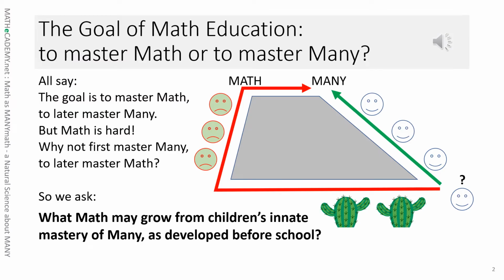The goal of math education is that to master math, or to master many. All say the goal is to master math, to later master many. But math is hard. Why not first master many, to later master math? So we ask, what math may grow from children's innate mastery of many, as developed before school?